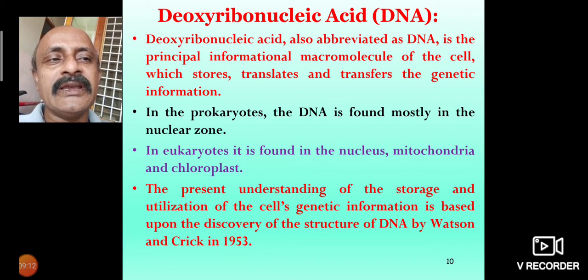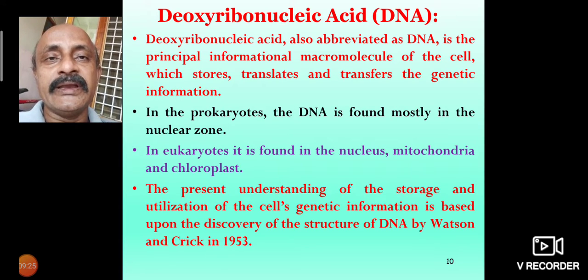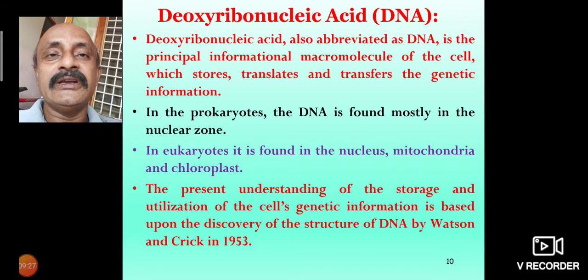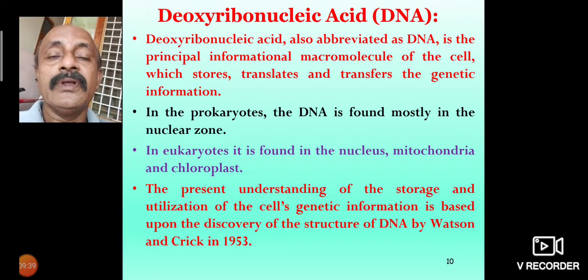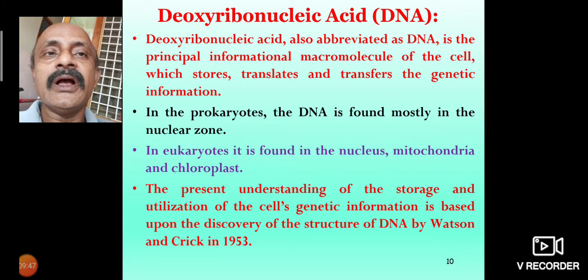The present understanding of the storage and utilization of the cell's genetic information is based upon the discovery of the structure of DNA by Watson and Crick. Our understanding of inheritance, DNA replication and gene therapy is based upon this discovery. Watson and Crick were pioneering biologists who reported the structure of DNA. The other genetic characters were reported by other scientists.